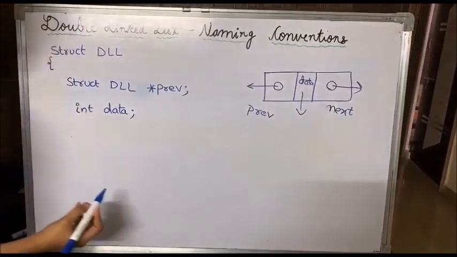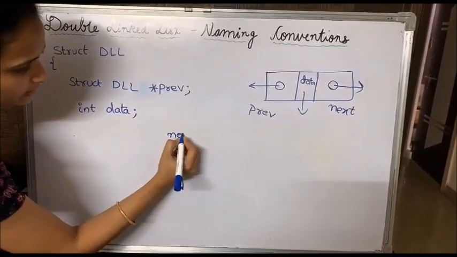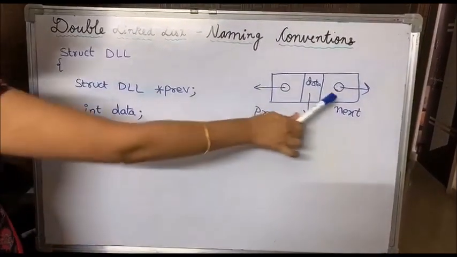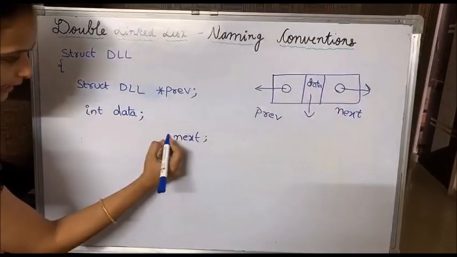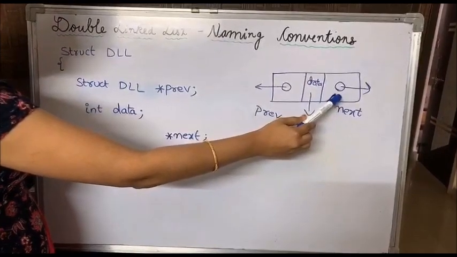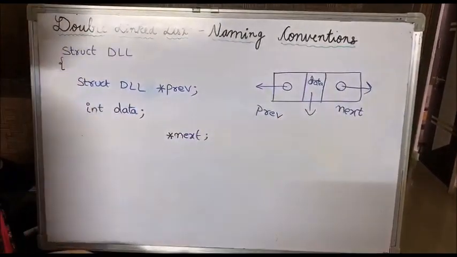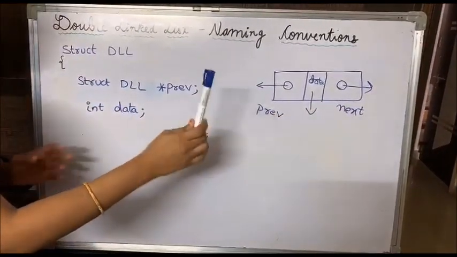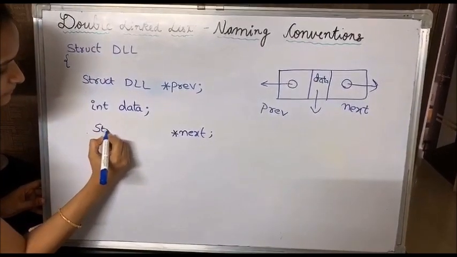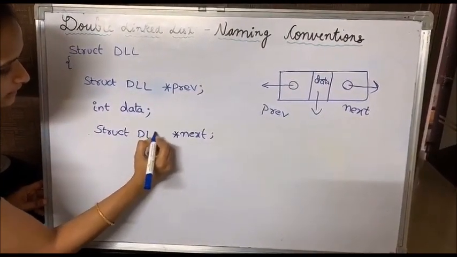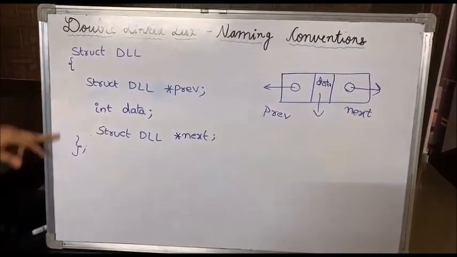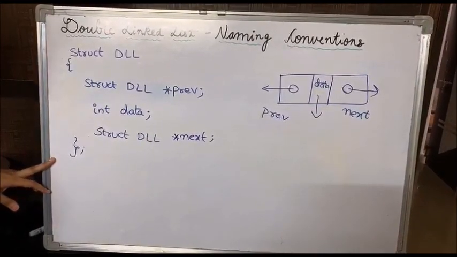Now the third one is next. Name is next. This is the name of the third field. And as it is a pointer pointing to the next node, I am declaring it as a pointer, star. And what will be the type of this variable? As it is storing the address of the next node, that is also a node. Node means struct DLL. So struct DLL star next. So this is the declaration for creating a node in the memory.